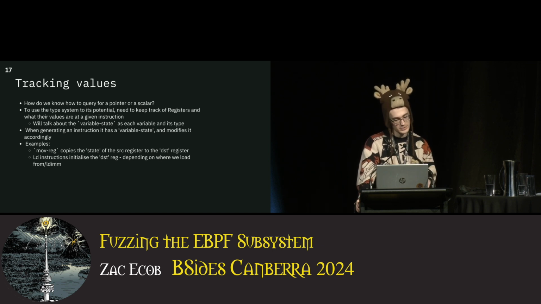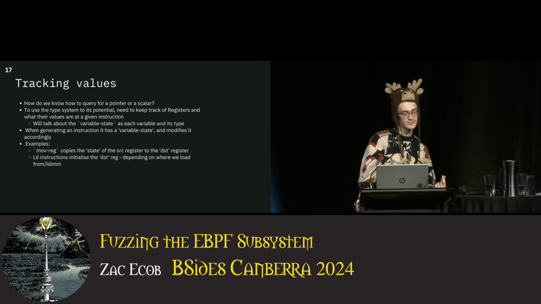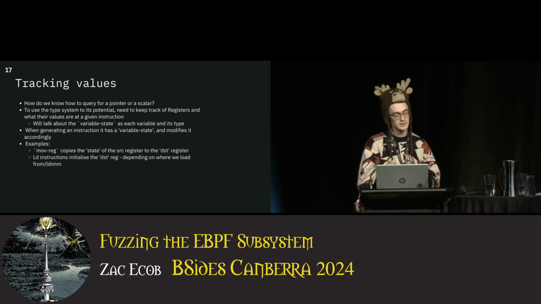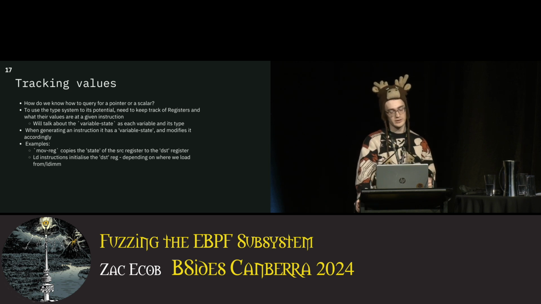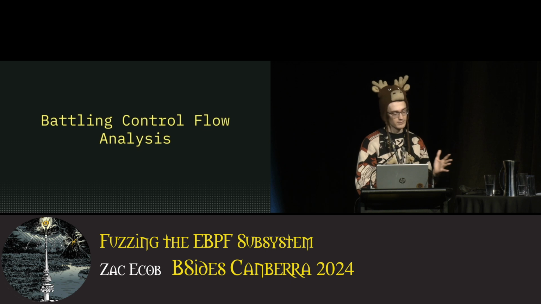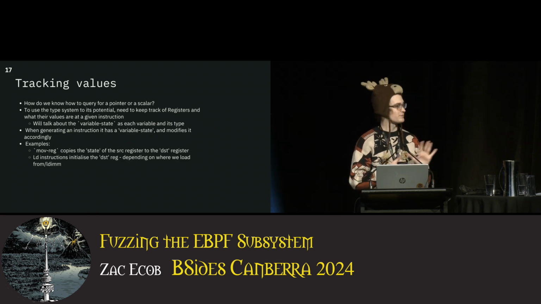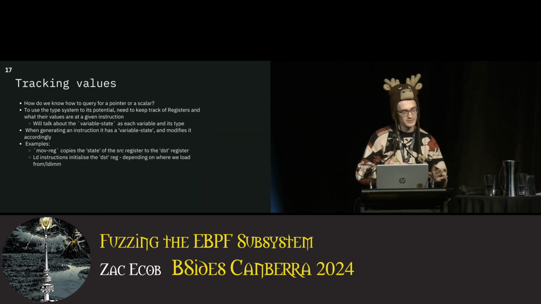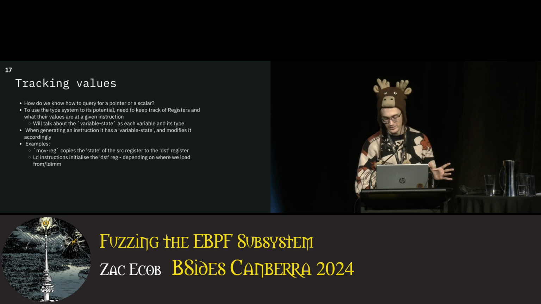The easiest example is move reg, which will copy the state of the source register to the dest register, overwriting the pre-existing state of the dest register. And also, load instructions initialize the dest register. What exactly it does depends on where we're loading it from. And yeah, just with that, we have types in our program and can make a decent amount of semantic sense to the verifier.